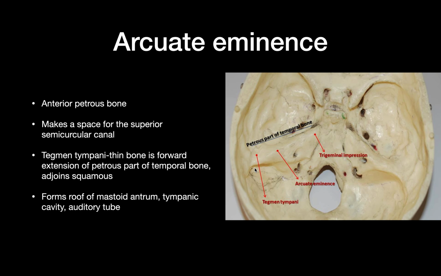And the tegmen tympani, the thin bone right here. It's just the forward extension of the petrous part of the temporal bone, and it adjoins the squamous part. And it forms the roof of the mastoid antrum, the tympanic cavity, and the auditory tube.